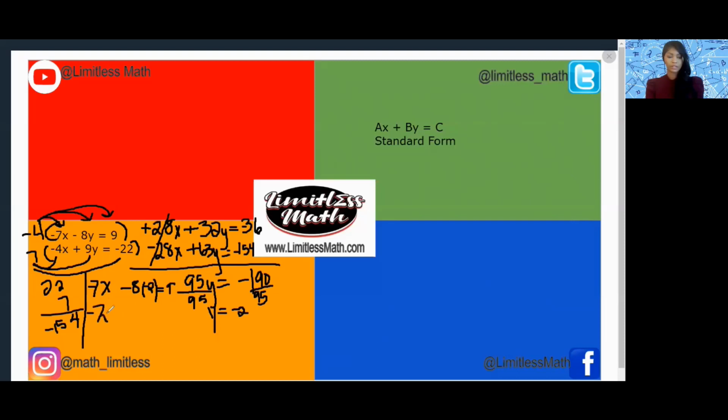Keep working out, negative 7x. This will be positive 16 equals 9. Solving for x, subtract 16 on both sides. Negative 7x equals negative 7. Divide both sides by negative 7, x is positive 1. Once again, as highly skilled mathematicians, we would write this as an ordered pair: 1, negative 2 as our answer.